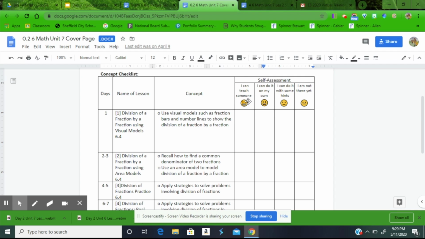Again, looking at your self-assessments, you've got your 4s. I can teach someone. Those are the students that get the concept and can turn around and teach it to another student. Then you've got your 3s. Those are your students who can do it on their own. Those are your proficient students. Then you have a 2. I can do it with some hints. And your 1, not quite there yet.